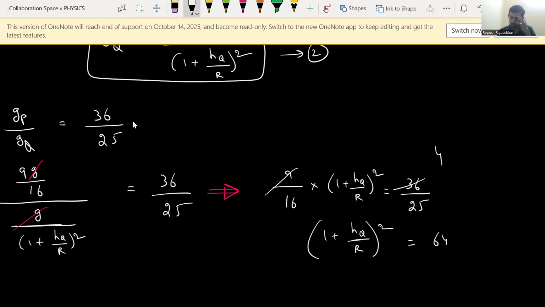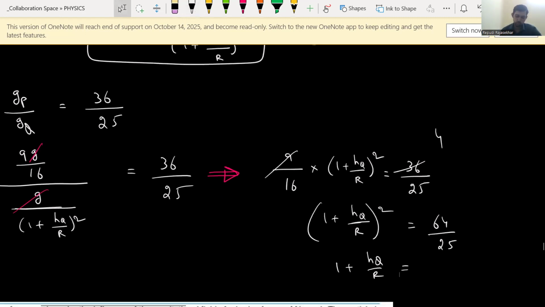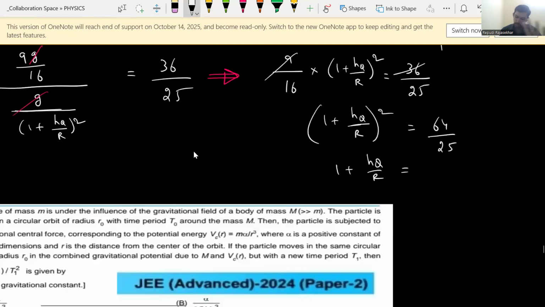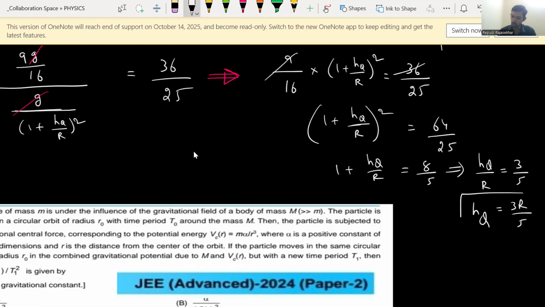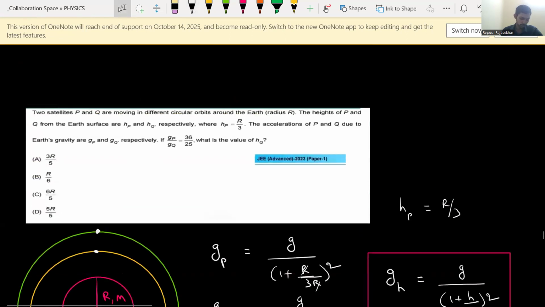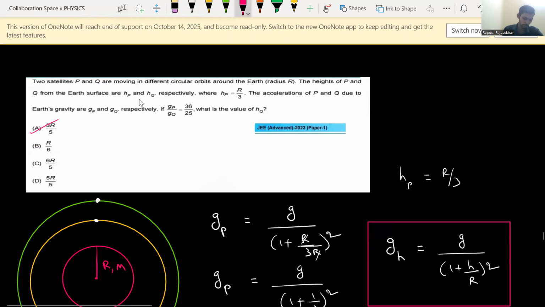equals 64 by 25, so 1 plus HQ by R is 64 by 25 whole square root, I have removed the square, so this becomes 8 upon 5. HQ by R equals 8 by 5 minus 1, that means 3 by 5, right? So HQ is 3R by 5. This should be the final answer for the question. 3R by 5, the option is there here, right? This is the option.